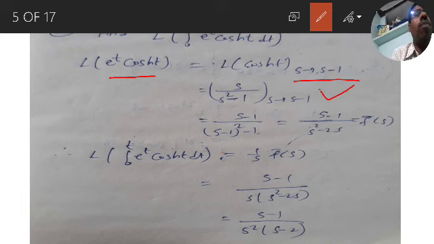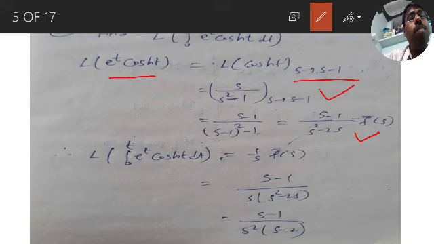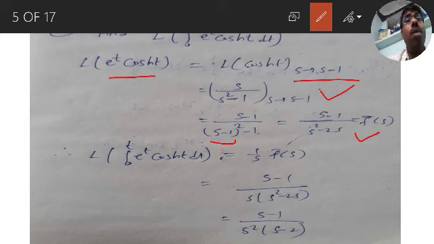You get f bar of s is (s minus 1) by (s square minus 2s). After applying the formula, (a minus b) whole square is a square minus 2ab plus b square. Plus 1 minus 1 cancel, so the denominator becomes s square minus 2s.